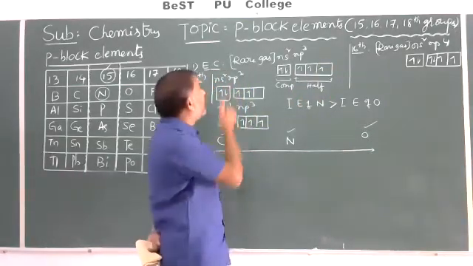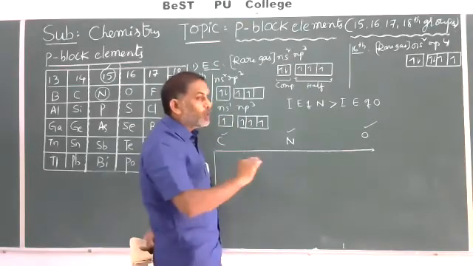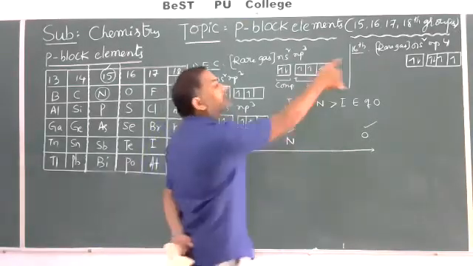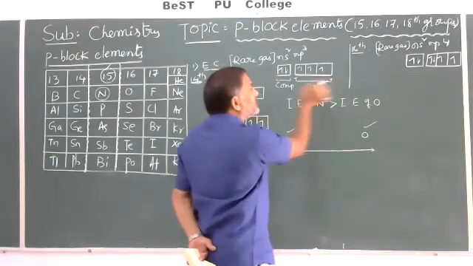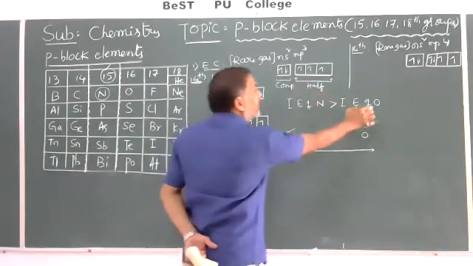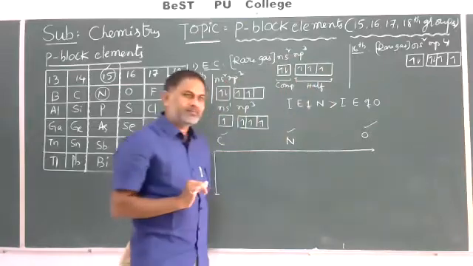That's why the ionization energy of the 15th group elements is more than that of the 16th group, even though the size of nitrogen is larger than that of oxygen. Clear point?